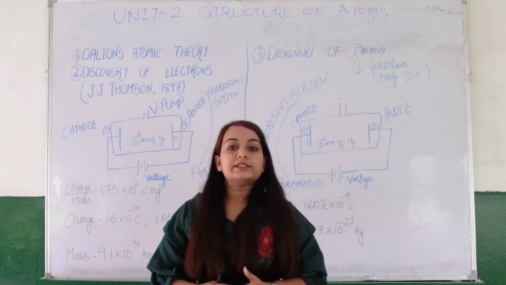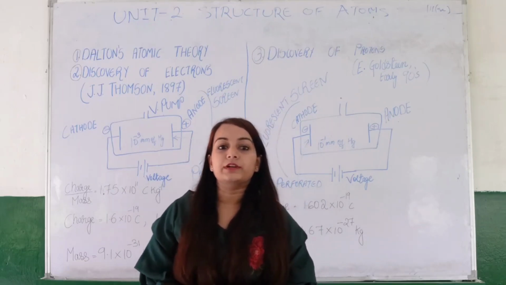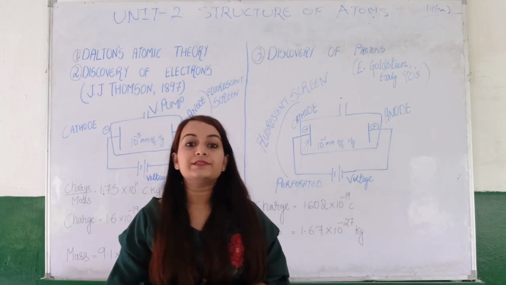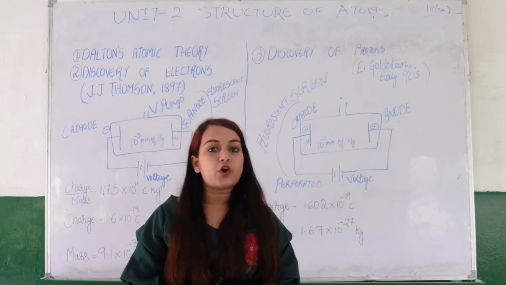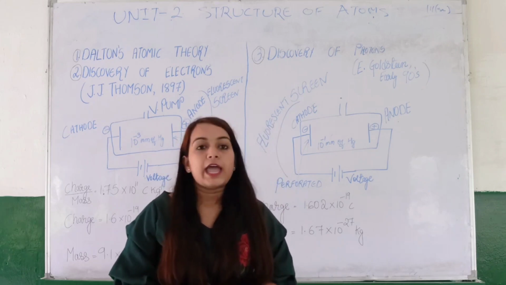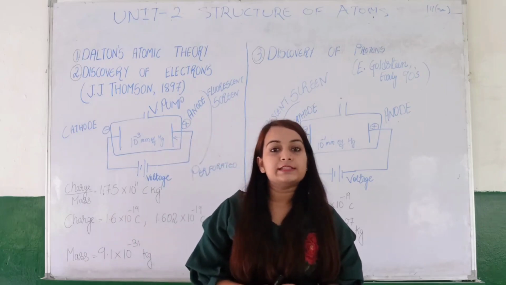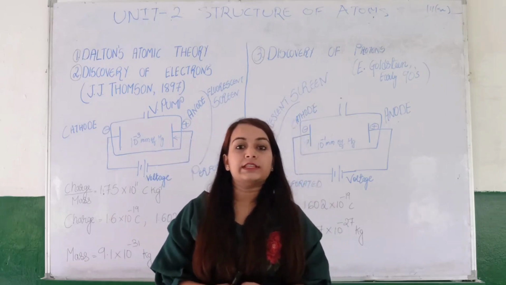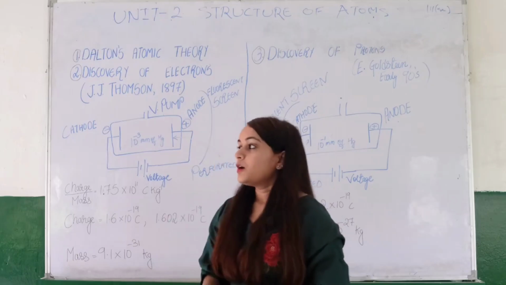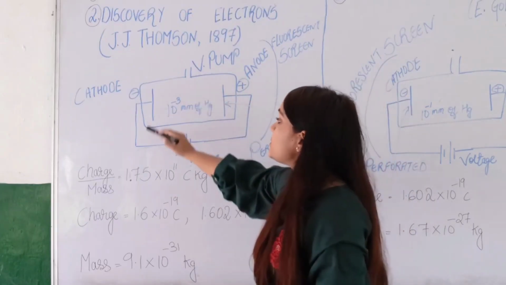Electron is the first subatomic particle to be discovered. Let us now see how this first subatomic particle, which is electron, was discovered. Electron was discovered by a scientist named J.J. Thomson in 1897 with the help of cathode ray discharge tube.